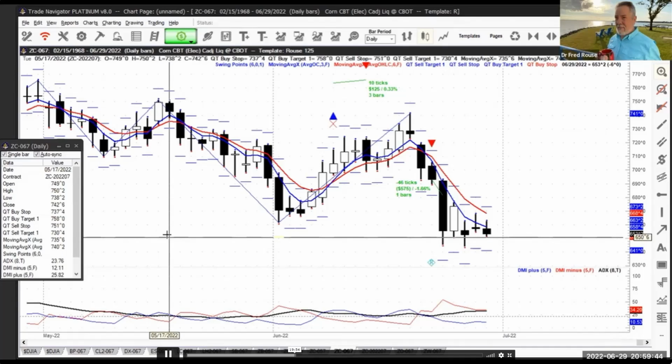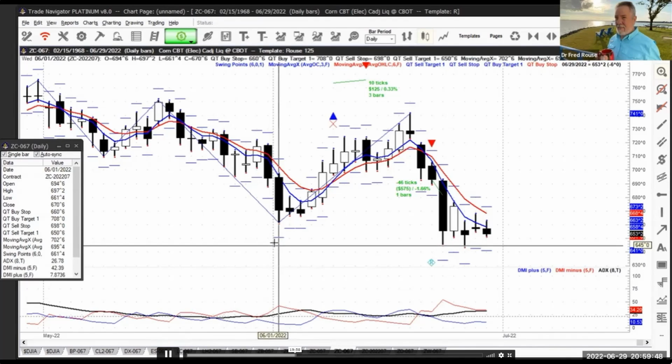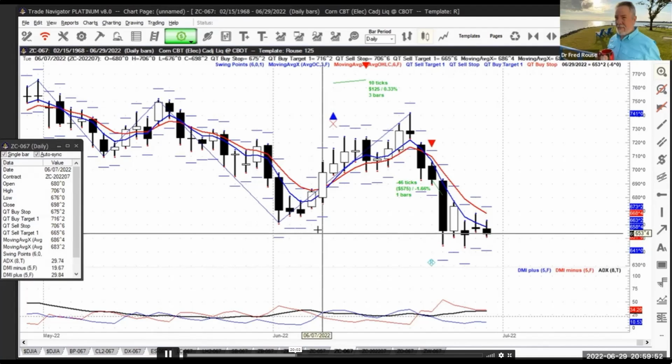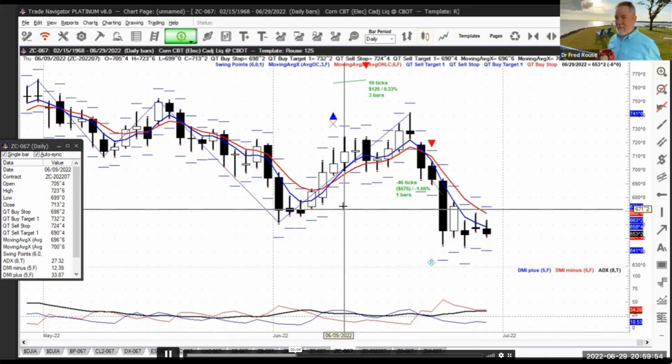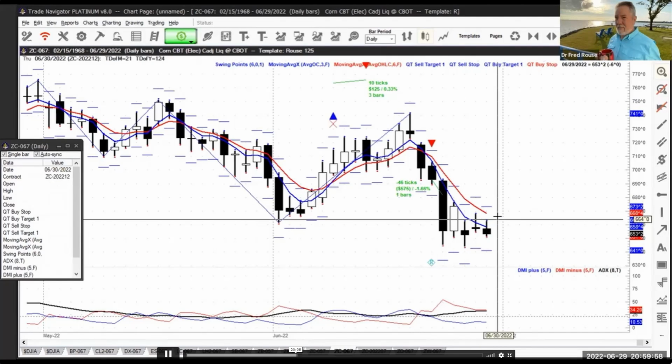Sideways motion, sideways, and a slight downtrend here. Sideways motion, uptrend just a couple days, sideways, downtrend, couple days, going sideways now. Happens with every chart, every commodity. The numbers change, the market doesn't change. Markets go up, they go down, they go sideways. That is it.